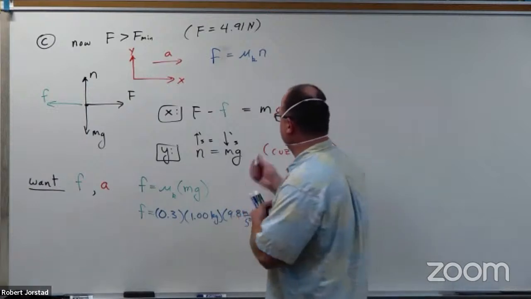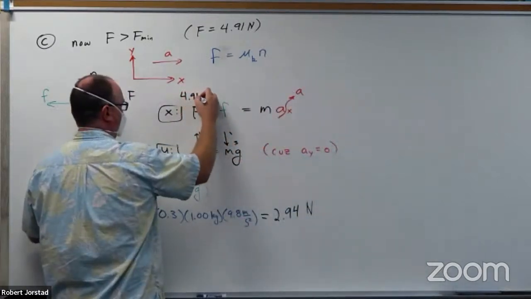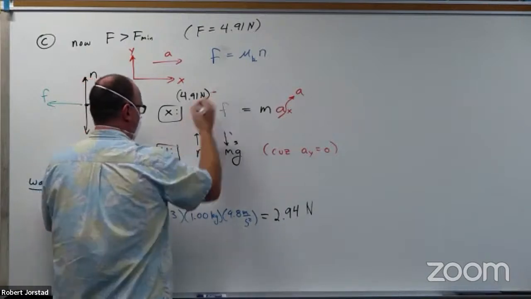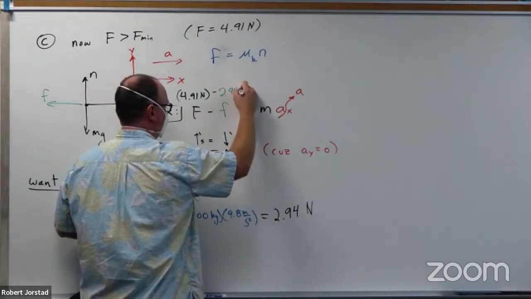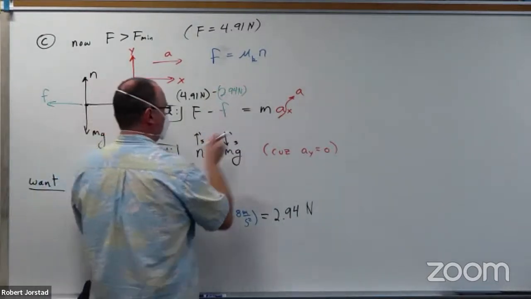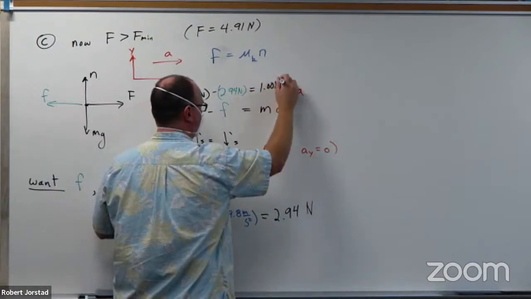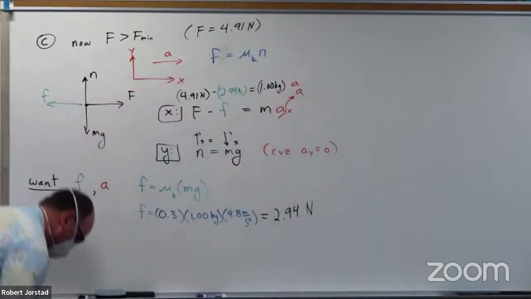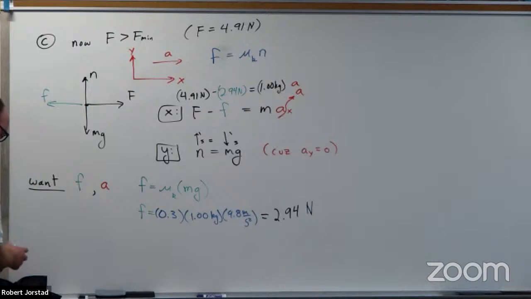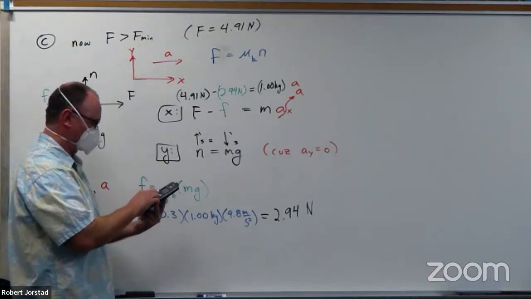So what do we have? We have 4.91 newtons minus 2.94 newtons equals 1.00 kilograms times A. What do you get? Just crank it out real quick. 1.87? 1.97? Okay, anybody else get that? Get a double check too. I'm sure you're right, but I'd rather double check.